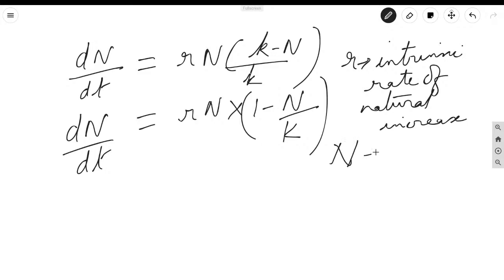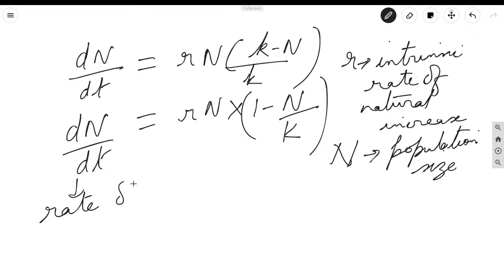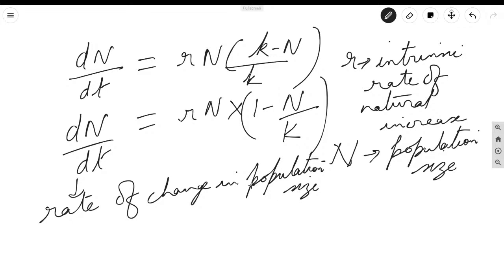Capital N is nothing but population size. dN by dt is what? Differential, because we are taking it at each instant. So it is the rate of change in population size. Small k is the carrying capacity. I'll come to carrying capacity right now.